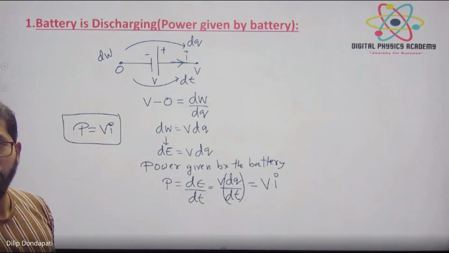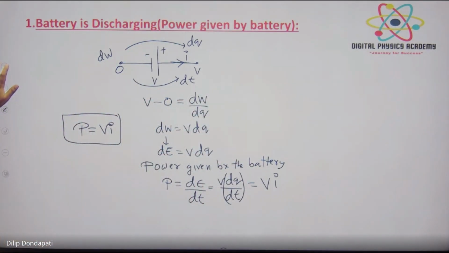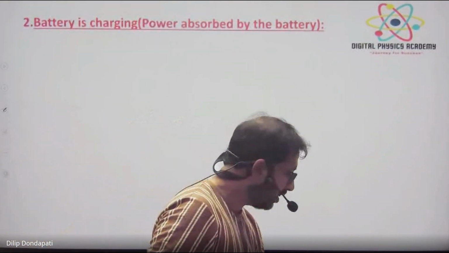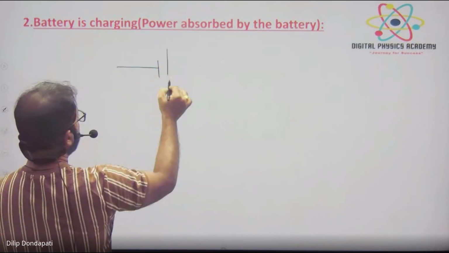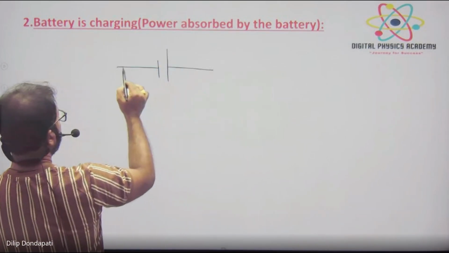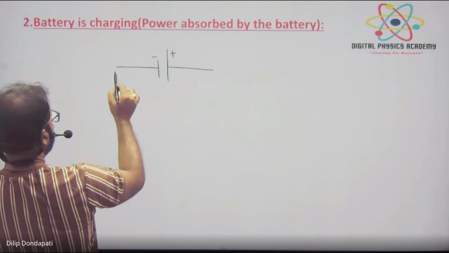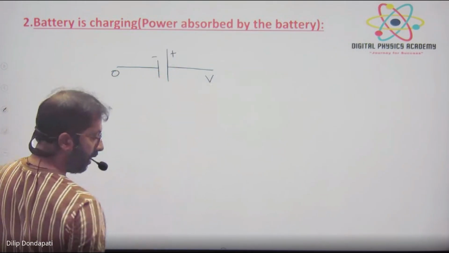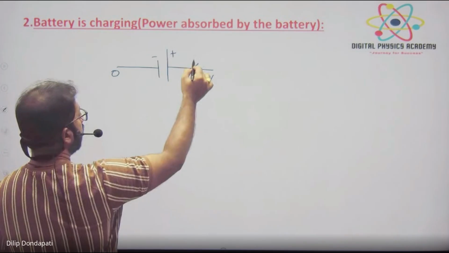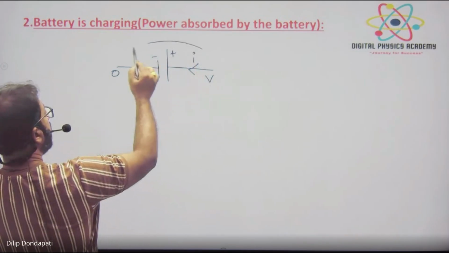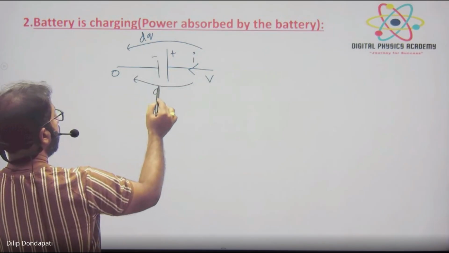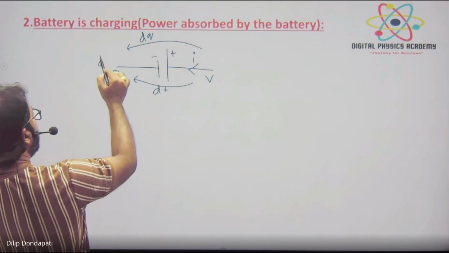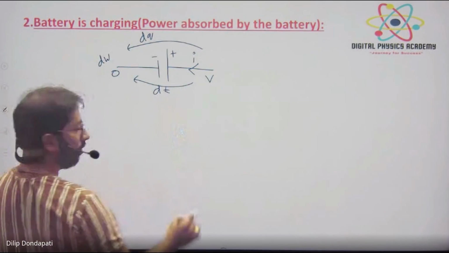Okay, now let's try to prove the same thing for a battery during charging. Charging time means current is coming towards the cell, right? This is minus, plus, 0 V, and current is coming to the positive terminal. When the current is coming, this much dq charge is flowing in dt time. So for that, small work is done dW. The battery is doing some work.